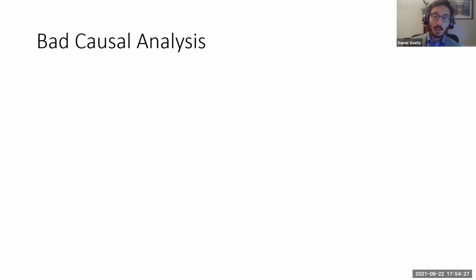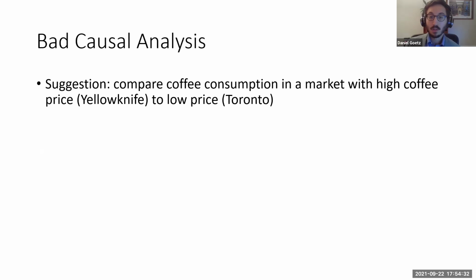So when you're gathering experimental data, there's a lot of not so good ways to do it. The temptation to use observations, to use revealed preference information, is strong because it gives a better sense of what people actually prefer, not just what they say they prefer. So what if we compared coffee consumption in a market with high prices, like in Yellowknife, to one that has relatively low prices, like Toronto? We want to know the effect of price on how much people will buy, right?